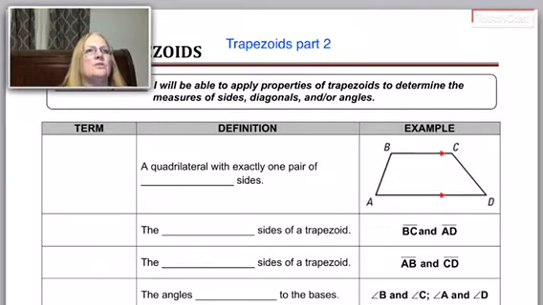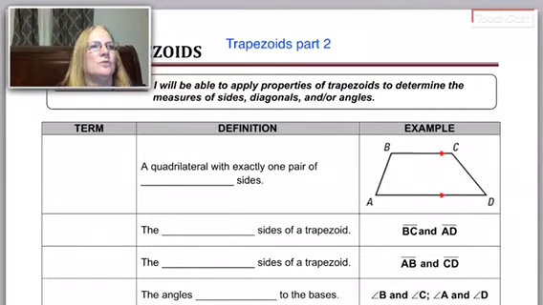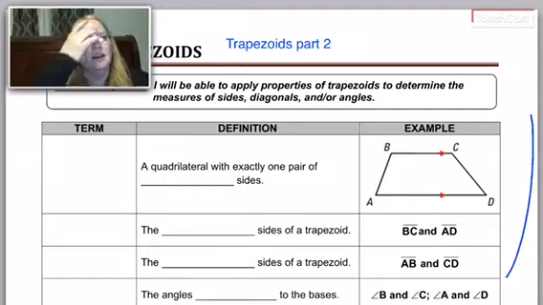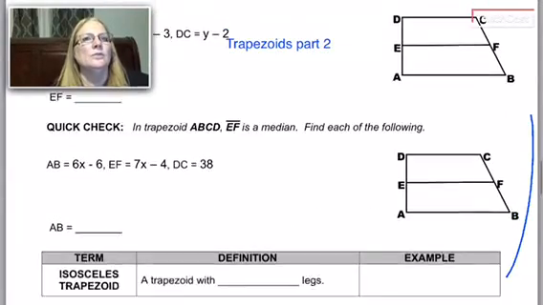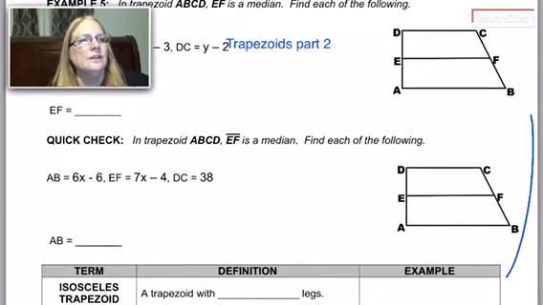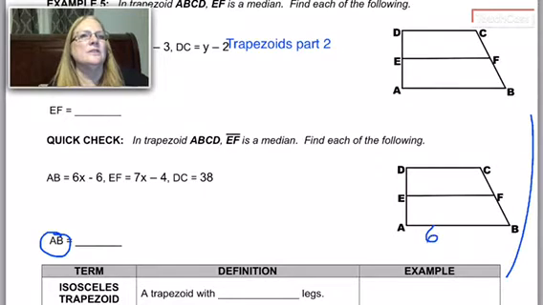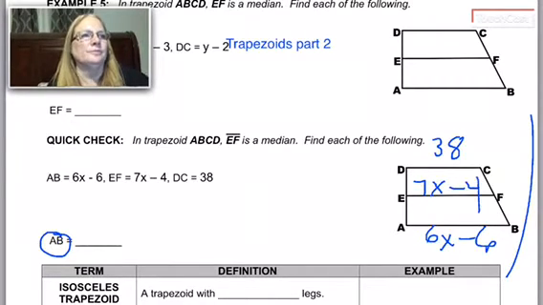Okay, this video is Trapezoids Part 2, so we're going to scroll down to where we left off. I know it cut off on that last example right here. So just quickly, I'll put this back up: we were trying to find AB here, and so this is 6x minus 6, DC was 38, and the median was 7x minus 4.